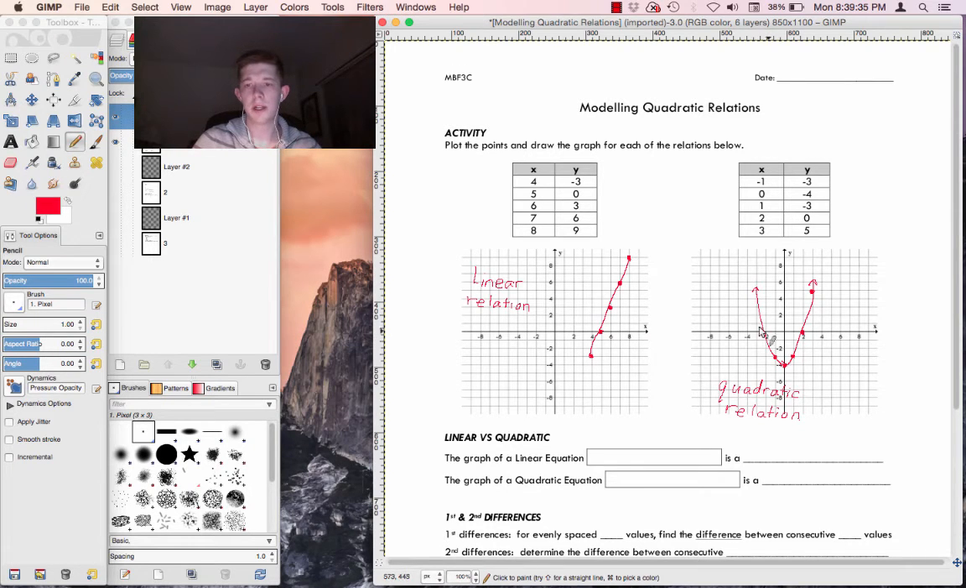Now, a quadratic relation is quite different from our linear relation. First of all, you can notice that the linear relation is a straight line. The quadratic relation is a U shape, or it may actually come out to be an N shape as well, but it's this curved shape, where there's always a lowest point, which we're going to discuss, and that's called the vertex. You're going to have that it either opens up or down.